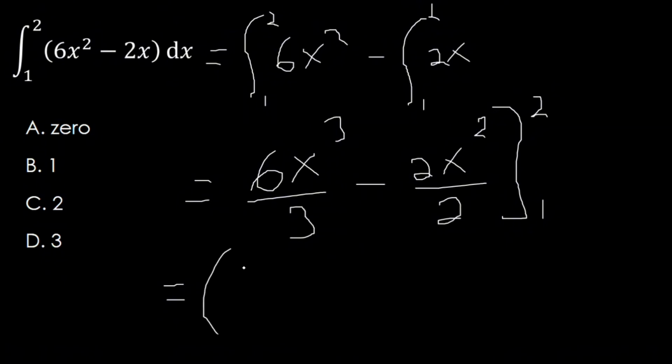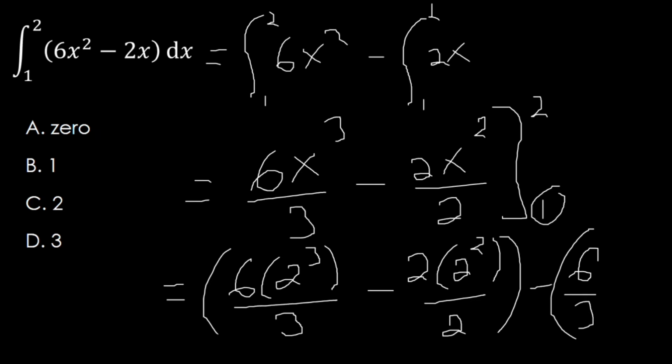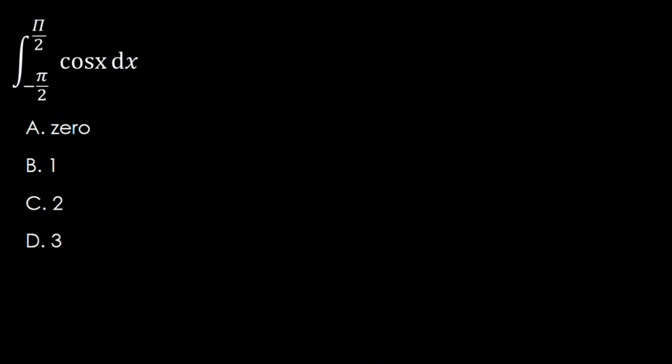That will be what? 6 times 2 cubed divided by 3, minus 2 squared divided by 2, all that minus, because we subtract the lower bound, that is 6 times 1 cubed, that is 6 over 3, minus 2 over 2. After computing this directly, you're going to have 11 as the answer. The answer here is equal to 11. And move to the next one.